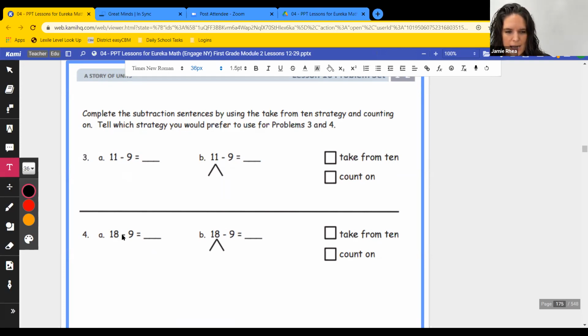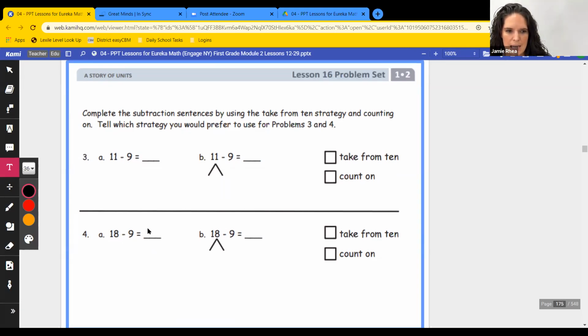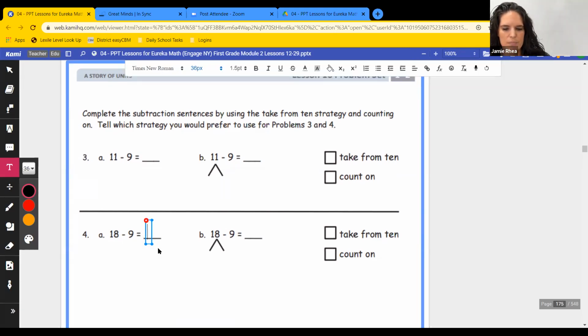Okay, so I have 18 minus 9. I'm going to count on the first one. Ready? Start with 9 and count to 18. 9, 10, 11, 12, 13, 14, 15, 16, 17, 18. How many did I have? 9. Man, that was a lot of counting on, wasn't it?